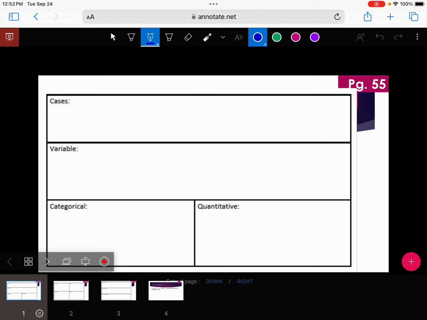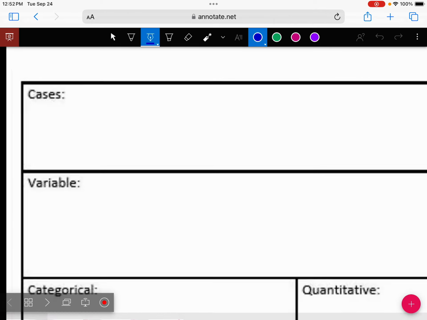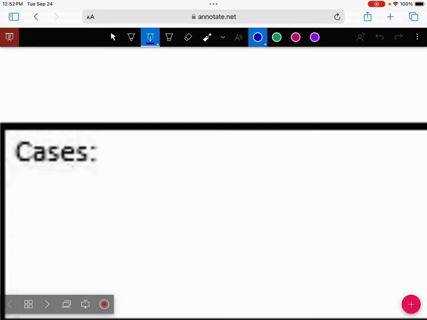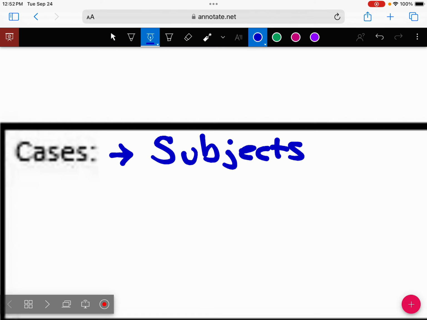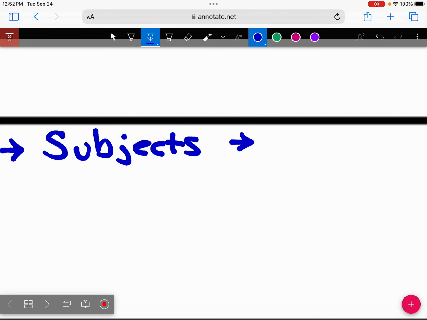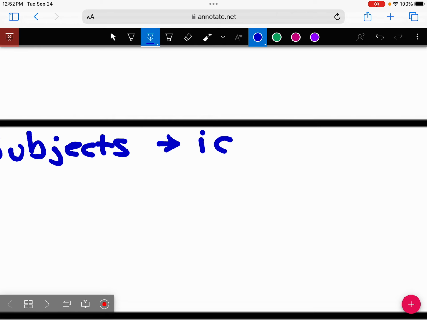So our first one is something called cases. And cases has a couple of synonyms. It could be our subjects. We can also call these our individuals. So for our survey yesterday, that was y'all. Y'all were our cases. It is who or what we wanted information about.